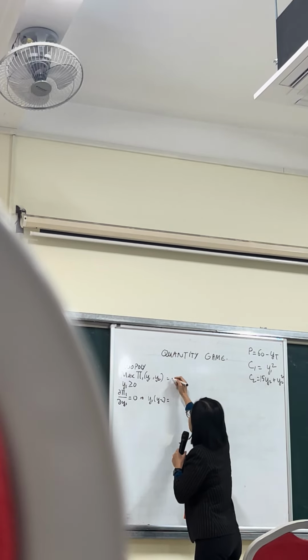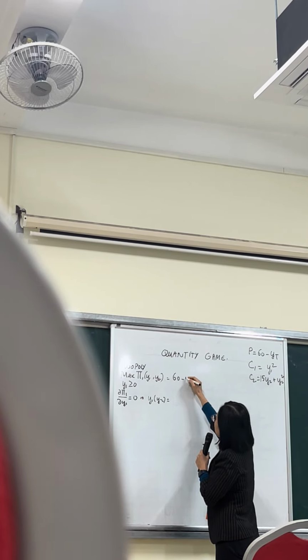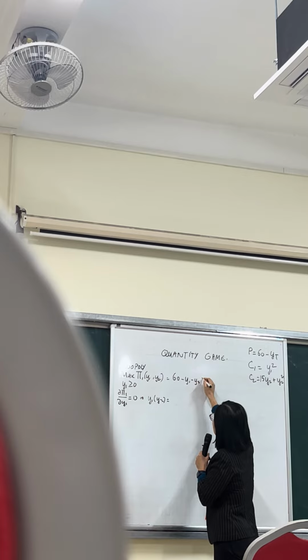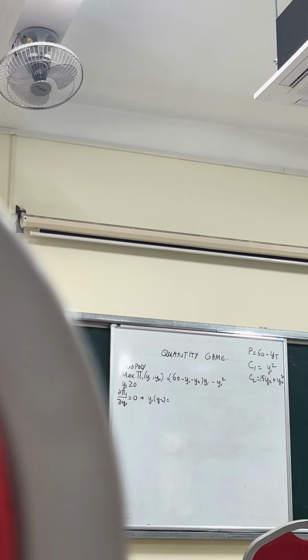Okay, I see some still don't have it. So (60 minus y1 minus y2) times y1 minus y1 squared, right? So take the derivative, please. Derivative of pi 1 with respect to y1. Set it equal to 0 and then give me that equation.